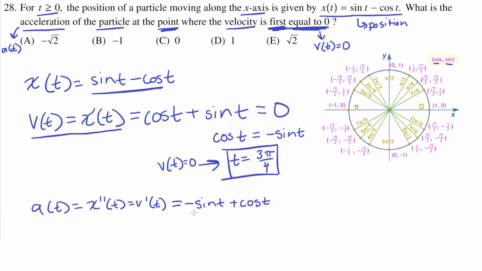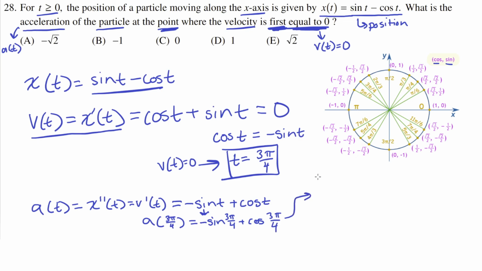So now this is our acceleration function, and we need to find the value of this when t equals 3 pi by 4, because that's when the velocity is first equal to 0. So what we need to find is a of 3 pi by 4. And we can do that by just plugging in t equals 3 pi by 4 into this equation. So we need negative sine of 3 pi by 4 plus the cosine of 3 pi by 4.